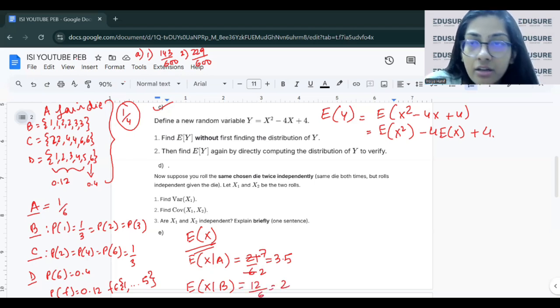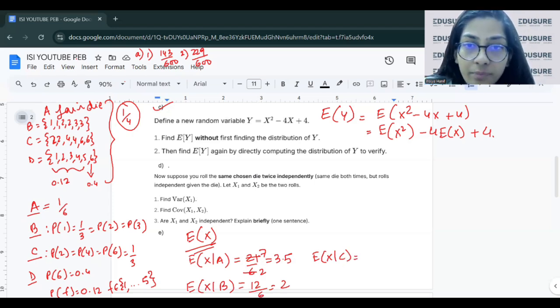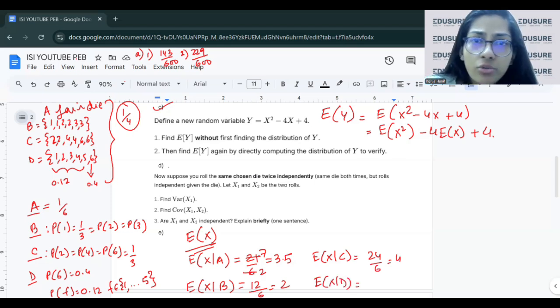We are just adding the components, the individual items here, 1 1 2 2 3 3, इसको summation करो and by 6 कर दो, by the number of units here, okay? Similarly, expectation of x given c is going to be what? Now 2 2 4 4 6 6, so that's going to be 24. 24/6 is going to be 4. Expectation of x given d is going to be the same.